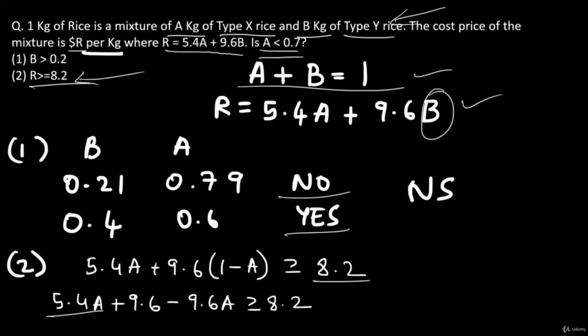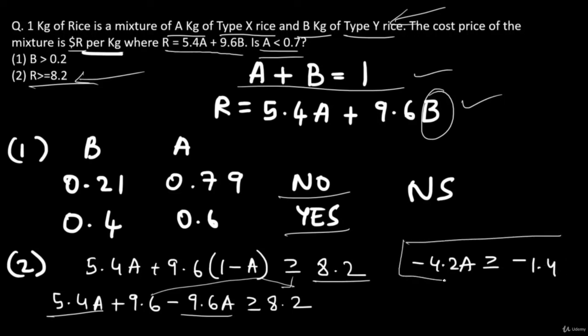So over here I have something with A, over here I have something with A. Let's club that together. So 5.4A minus 9.6A, that's minus 4.2A, right? And over here, let me take this to this side, right? 8.2 minus 9.6, that's minus 1.4. So I'm getting minus 4.2A greater than or equal to minus 1.4. Now remember, whenever you have this type of an inequality with negatives, if you want to remove them, you need to multiply both the sides with minus 1. And if you do that, the sign will interchange. That is, greater than or equal to will become less than or equal to.